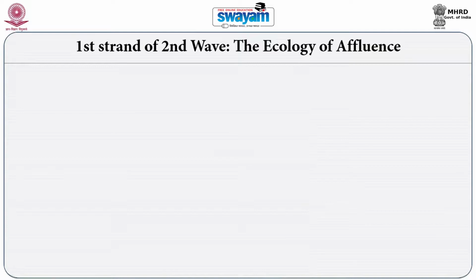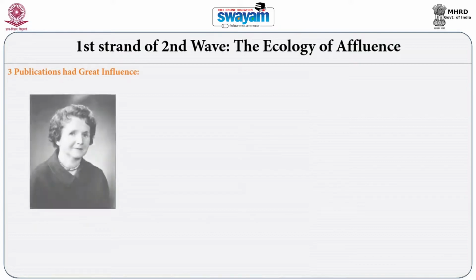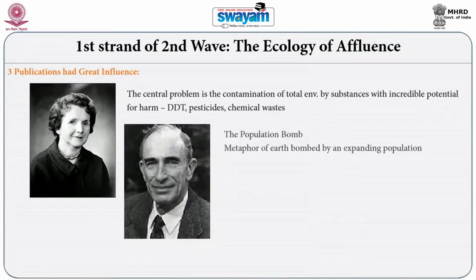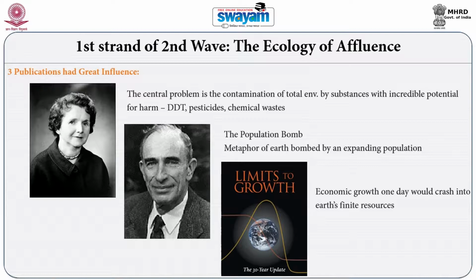When we look at the emergence of environmental ideas in America, the first strand of the second wave of environmentalism, we realize that there are three influential books which significantly influenced the emergence of popular environmental movements in the American context. These three books are Rachel Carson's Silent Spring, Paul Ehrlich's The Population Bomb, and Meadows and Meadows' The Limits to Growth. These publications identified that there is a limit to the ecosystem, and pointed towards different human-induced impacts on natural resources.